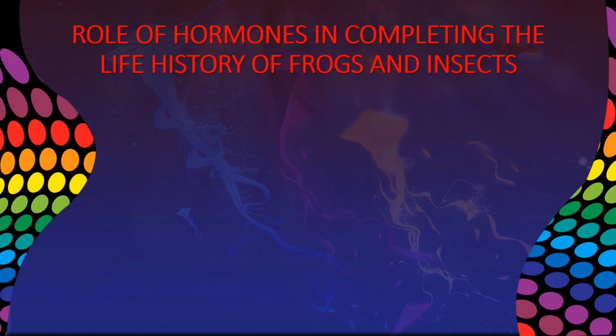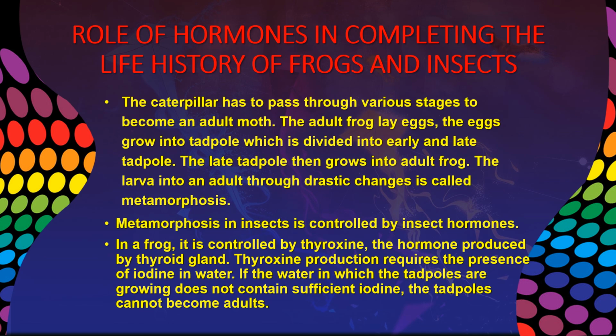Role of hormones in completing the life history of frogs and insects. Already we have studied the life history of the frog. In a frog, the tadpole hatched from the eggs passes through certain stages to become a frog. Those changes from tadpole to adult frog are called metamorphosis. This we have already studied in the last chapter. In the frog, this metamorphosis is brought about by the thyroxine hormone that is produced by the thyroid gland.